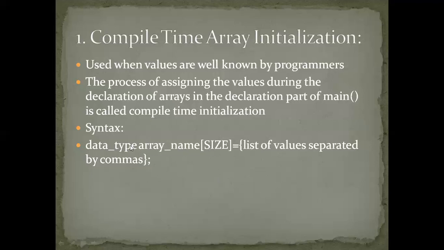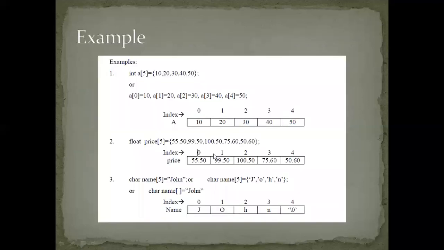So data type can be any kind of data. It can be integer, double, or character. Array name can be any name given by the user. And as I told you, size is a constant which contains the maximum number of data elements. And that is equal to a list of values separated by commas. Once we see the example, you'll get an idea how we can initialize the array.